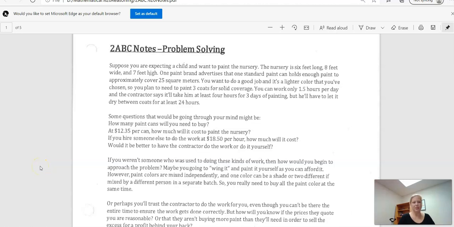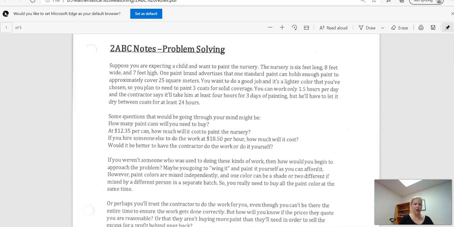So this is section 2, A, B, and C, and we're talking about problem solving. It starts off with a scenario and basically says you're expecting a child, you want to paint a nursery. The nursery is 6 feet long, 8 foot wide, and 7 feet high. One paint brand advertises that one standard paint can holds enough paint to approximately cover 25 square meters.